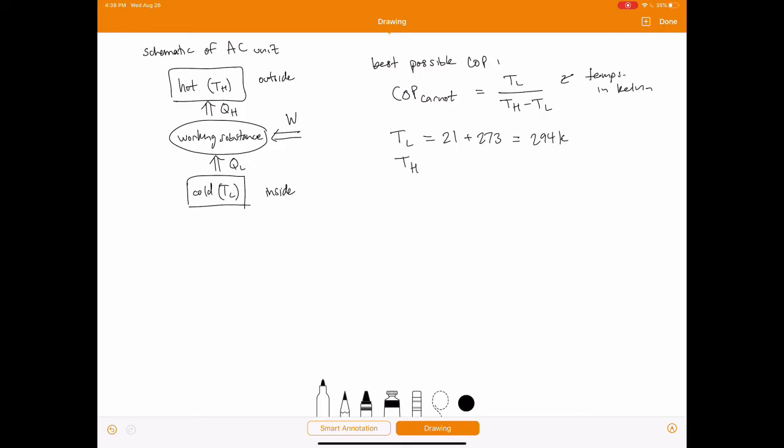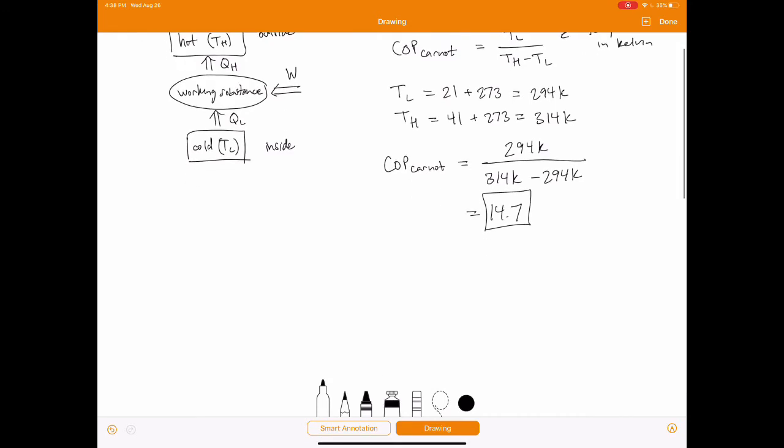For TH, it's the high temperature. It's the temperature outside of the house. It's going to be 41 degrees Celsius plus 273 equals 314 Kelvin. So the best you can do in terms of a coefficient of performance is 294 K divided by 314 K minus 294 K, which is 14.7. That's the best you could do.